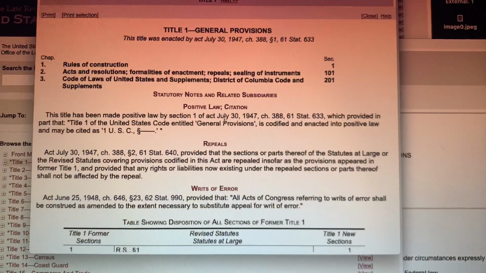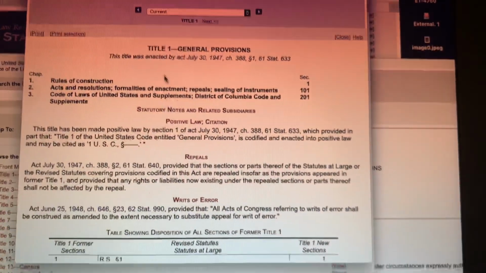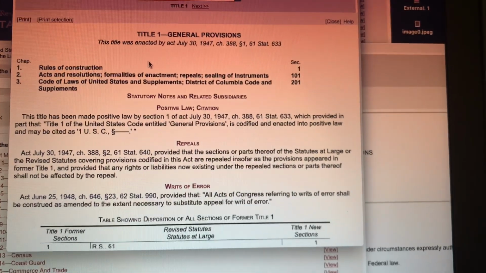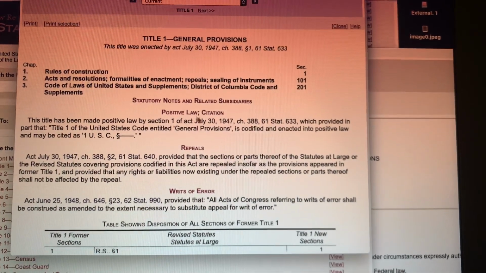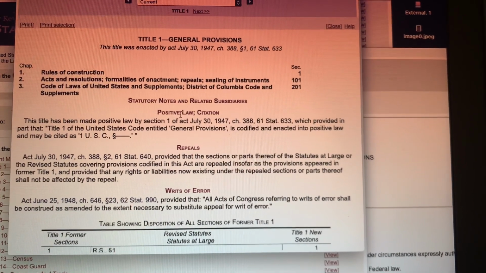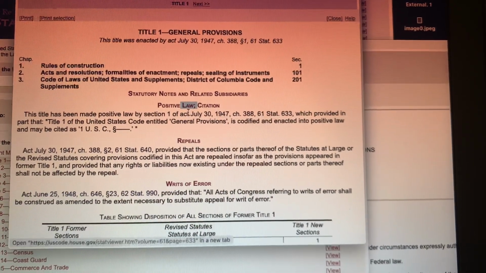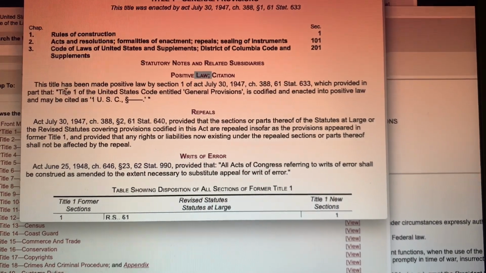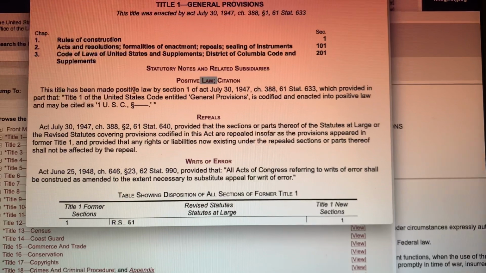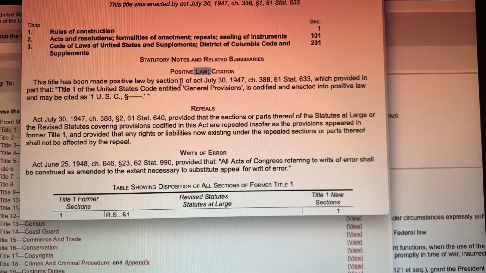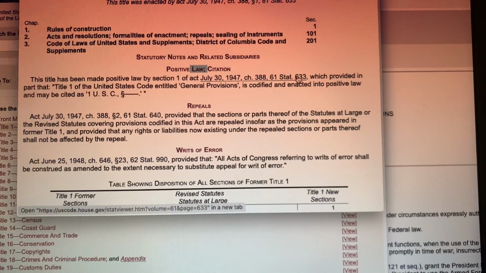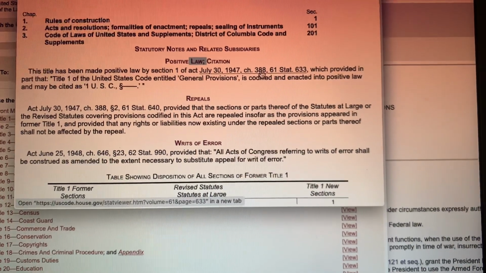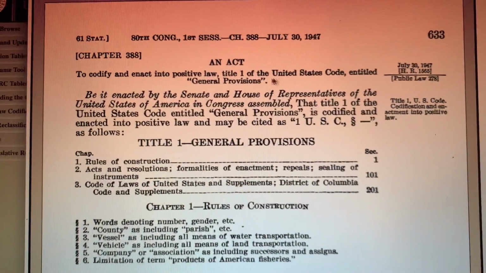Okay, so this is Title 1, and Title 1 had an asterisk next to it. That means it's an actual capital L law. It's been made a capital L law, which that word, capital L law, is in the Constitution. And it has to say this title has been made positive law by Section 1, such and such and such. And you can click that. See, it's a link. You can click that and it'll open up the original paper.